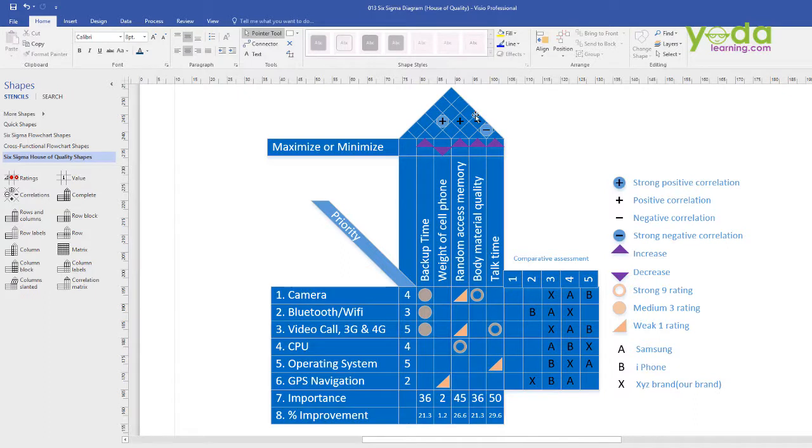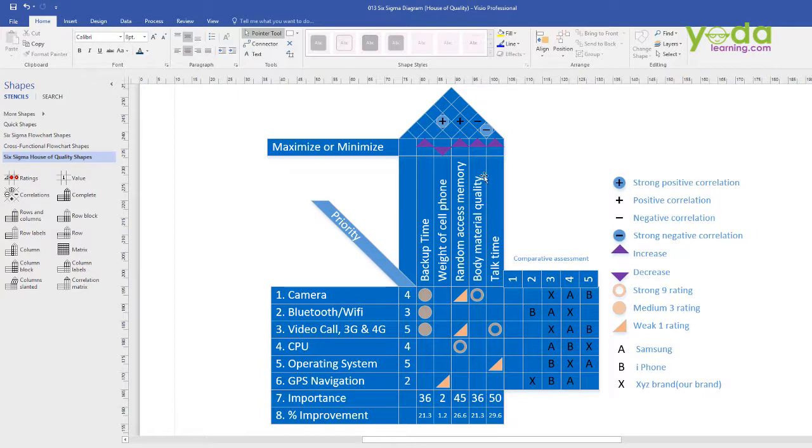Now let's see the correlation of the data. Say backup timing is very strongly correlated with random access memory. It means the more memory is used, the back time gets drained faster. So that's why there is a plus with a circle. That stands for the strongest correlation. Just a plus sign is a positive correlation, and so on and so forth, as mentioned here. We can see the body material quality and the talk time are not correlated at all. That's why there is a strong negative correlation.